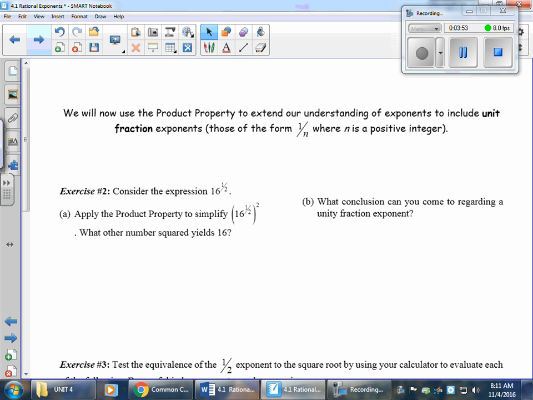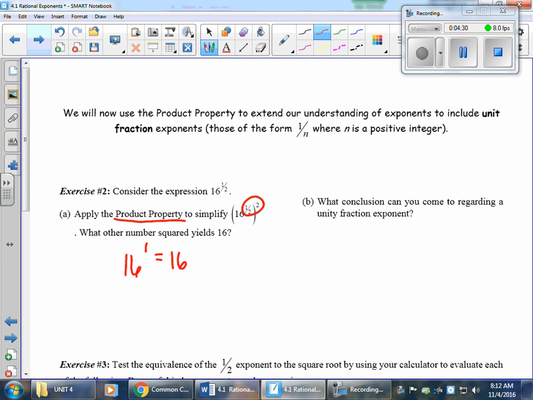Now, we will use the product property to expand our understanding of exponents to include unit fraction exponents. Those are in the form of 1 over n, where n is a positive integer. So, taking an example, number 2, consider the expression 16 to the 1/2. Apply the product property to simplify. That product property is what we were just talking about. When you have something raised to a power and then that's raised to a power, we can simply multiply, so this would be 16 to the 1/2 times 2, which is 16 to the first power, which is 16.